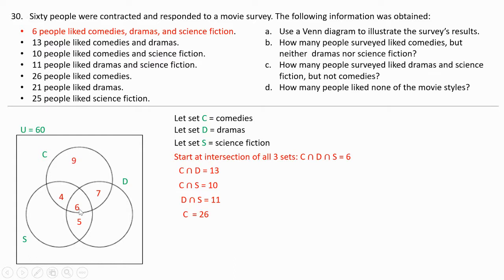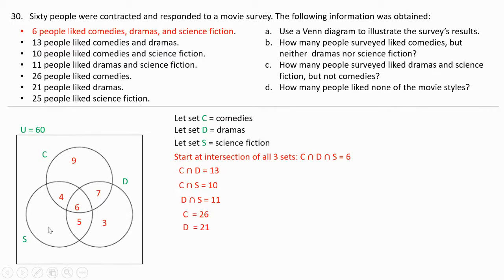Because 4 plus 6 is 10. 10 plus 7 is 17. So 26 minus 17 will give you 9. Now dramas is 21, right? So all these have to be 21 here. So we have what, 11 and 7 is 18. So the answer is going to be 3, because 21 minus 18 is 3.